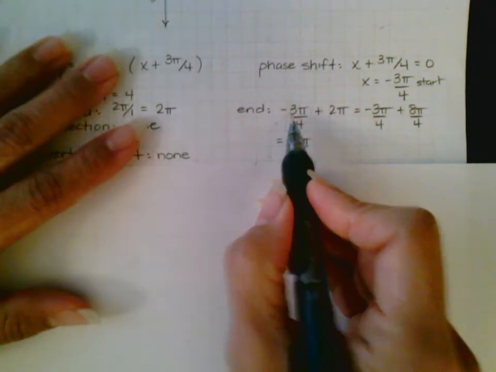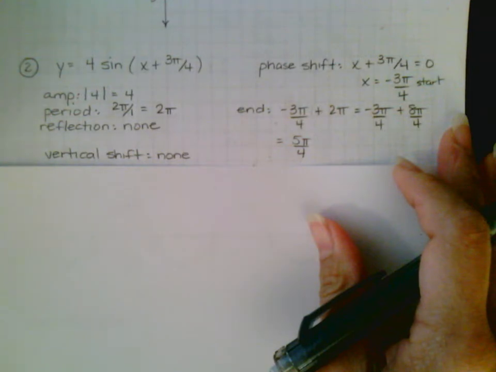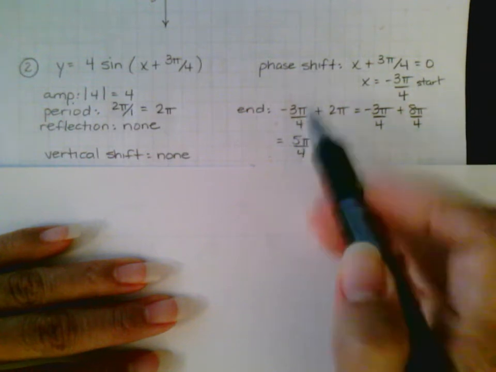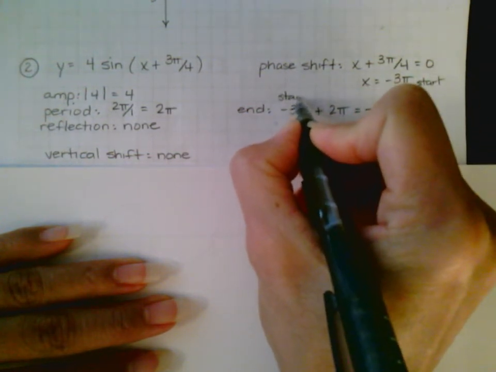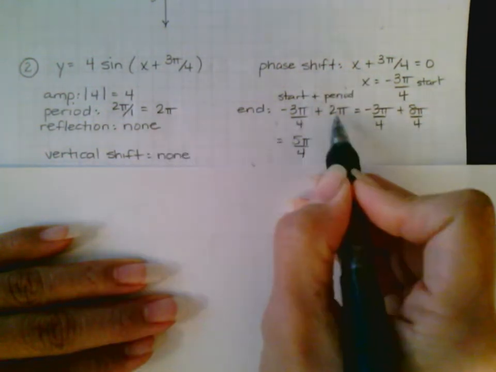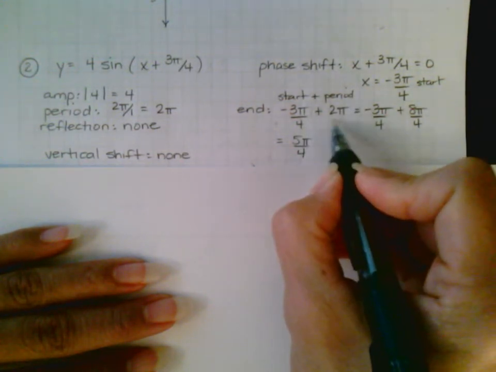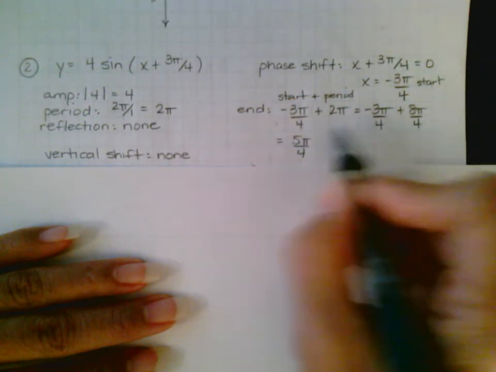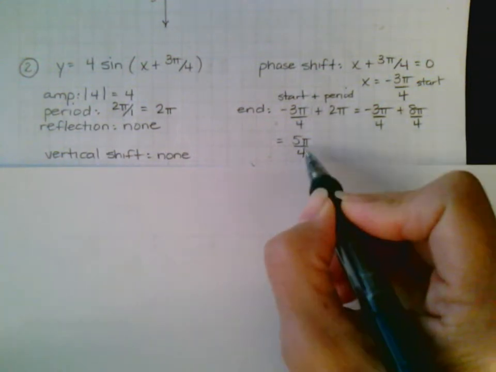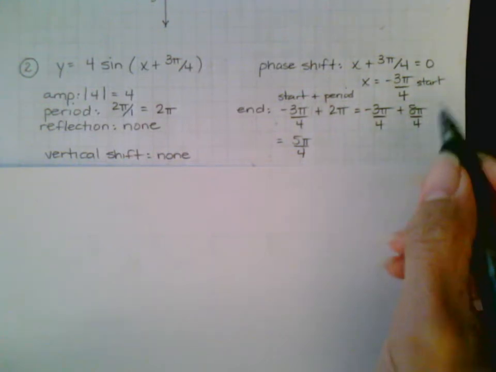My ending, again, you always tell me where it starts and where it ends. It started at negative 3 pi over 4, so take the start value and add it to your period length. In this case, our period length was 2 pi. Negative 3 pi over 4 plus 2 pi, get a common denominator. You guys can use calculators to speed up the process. If you want, you would write negative 3/4 plus 2 in the calculator and get 5/4. But again, know how to do it by hand because it's important.